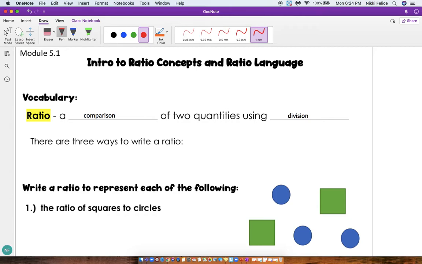Given that the letters A and B represent quantities, we can write a ratio like this, A to B, which is one of the most common ways to see it. You can also write it like a fraction, because we know that all fractions are division problems, so A over B. And we can also write it A to B, written out with words. So those are the three ways that we can see a ratio written. But what is a ratio? Let's do an example.